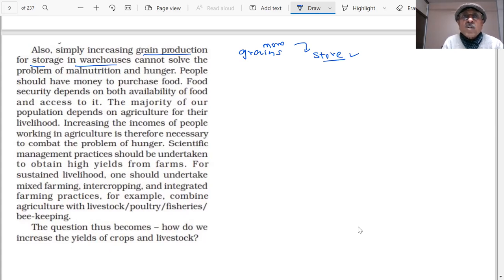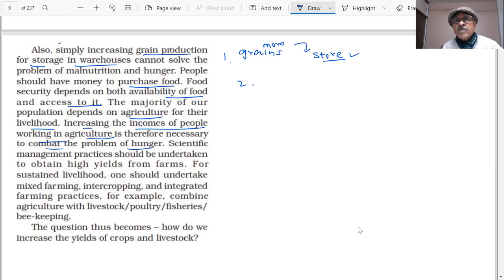Does it solve the problem of malnutrition and hunger? You have godowns, store it. But people should have money to purchase it. Food security depends on availability of the food, access to it. Food is there, it is very costly. Then I cannot buy it. You think apples are 300 rupees kg now? How many people are able to buy it? How many can eat every day? Tell me. So if the food is very costly, then what will happen? People can't purchase it. So majority of our population depends on agriculture for their livelihood. Increasing the incomes of people working in agriculture is necessary to combat the problem of hunger.